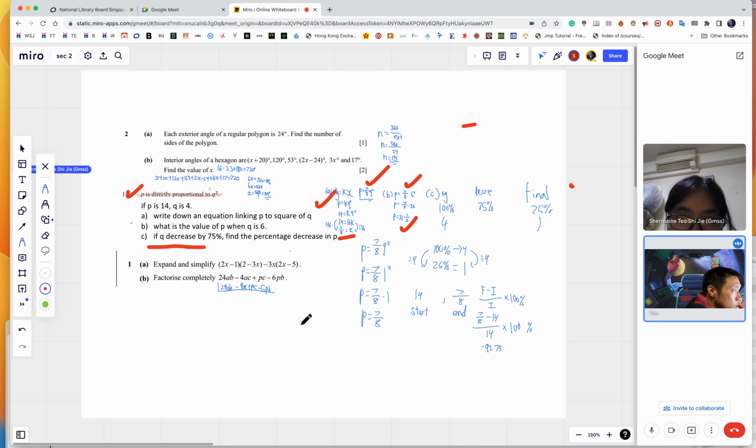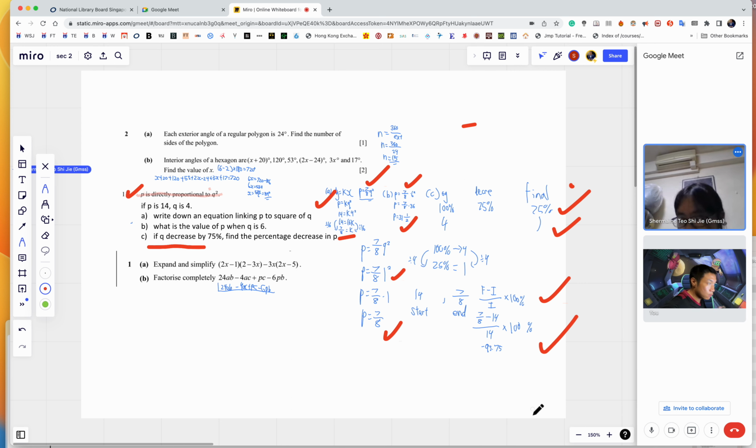It says Q decreased by 75%. So where's your Q decreased by 75%? So the final is 25%, right? Yeah. So it's from 4 is 1, right? So you put 1 into it, you get 7 over 8, correct? And then 7 over 8, final minus initial divided by initial. Very good. What was it originally? Originally it was 14. Very good. Correct. You better know how to do this tomorrow.